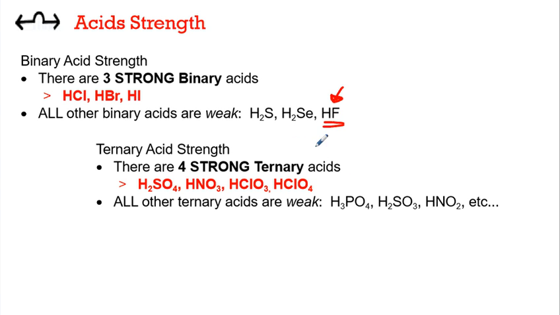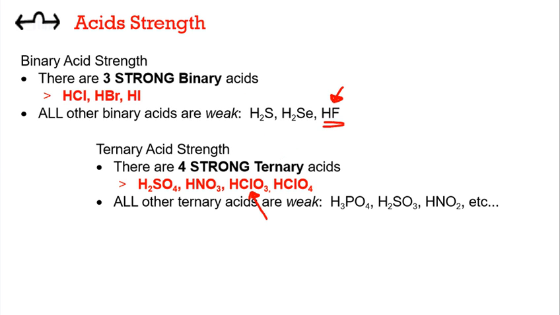There are four strong ternary acids, though one is up for debate. But for our purposes in our course, we'll talk about these four being considered strong. First is sulfuric, nitric, chloric, and then perchloric. The one that's fuzzily strong is chloric acid. We can get into more details in AP chemistry about why that is. But these are the only four strong ternary acids we'll talk about.